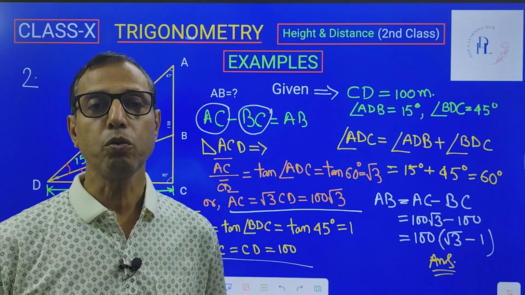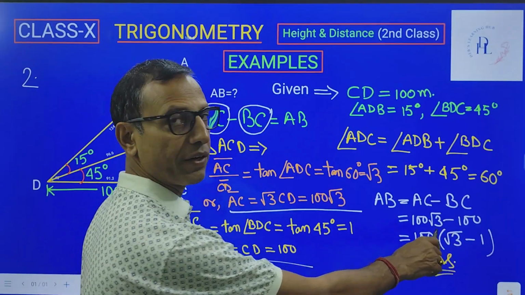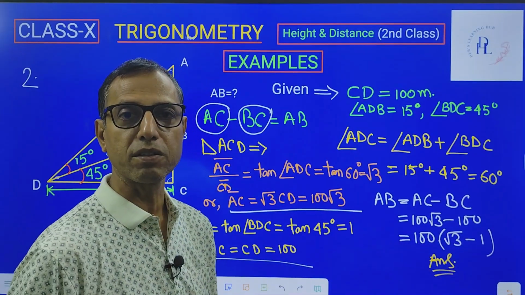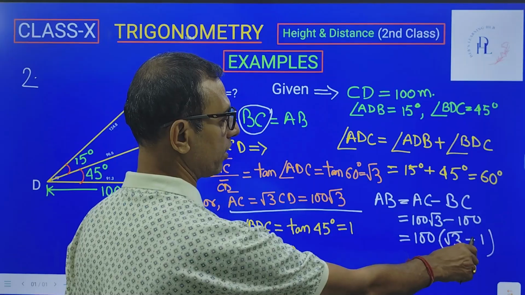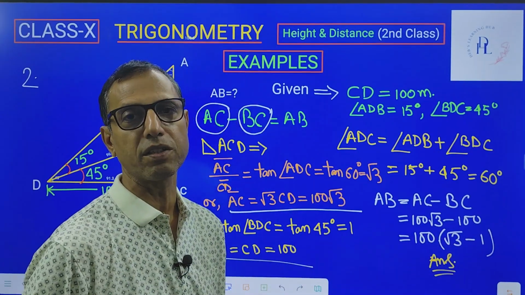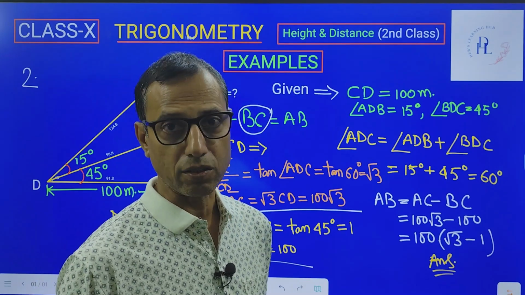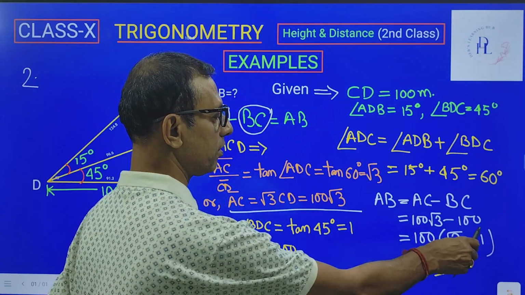Sometimes it is asked to find the nearest whole number. In that case you need to put in the values. Root 3 equals 1.732. So 1.732 minus 1 is 0.732. 0.732 into 100 means 73.2, and the nearest whole number is 73. If it is asked to do so, right? Otherwise you can leave it here.